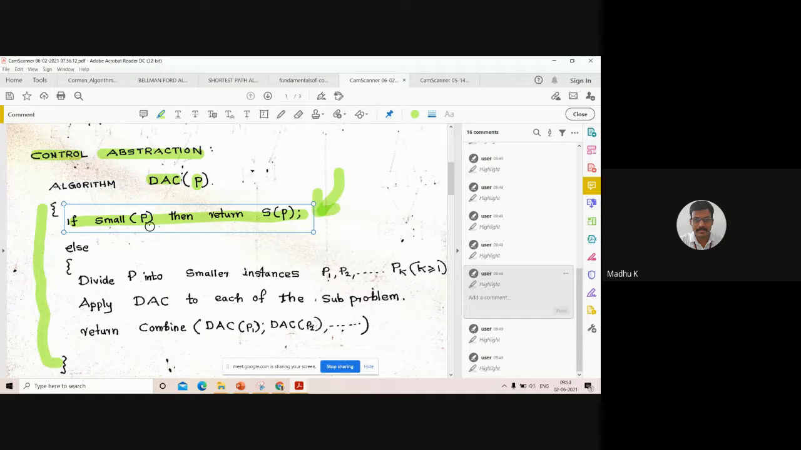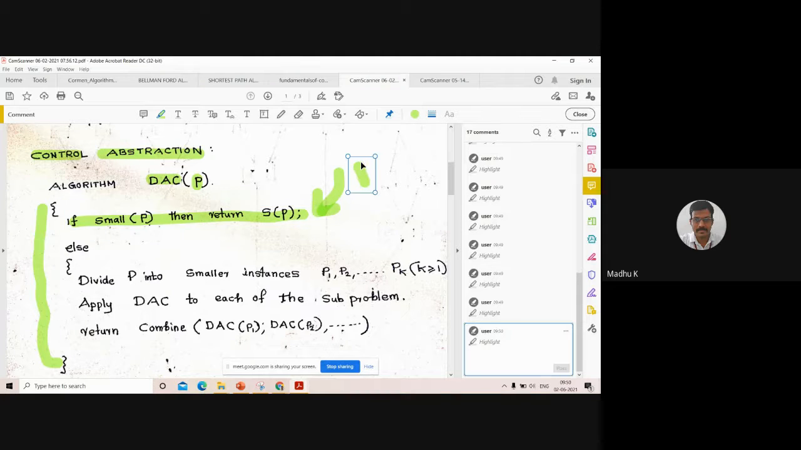This is basically a recursive algorithm. This will be the base condition, and the else part contains the general solution, the general condition. Else, what we will do is divide P into smaller instances P1, P2, etc., Pk, where k is greater than or equal to 1.